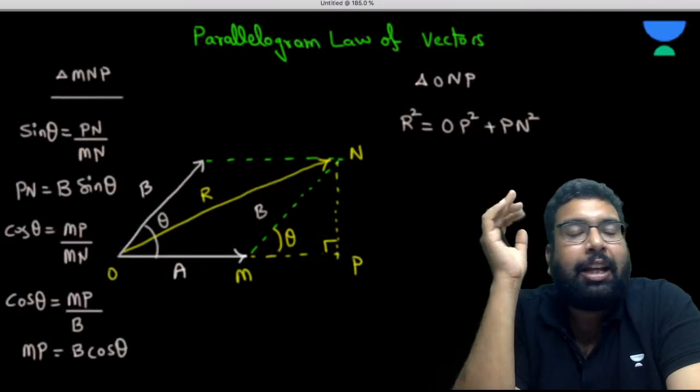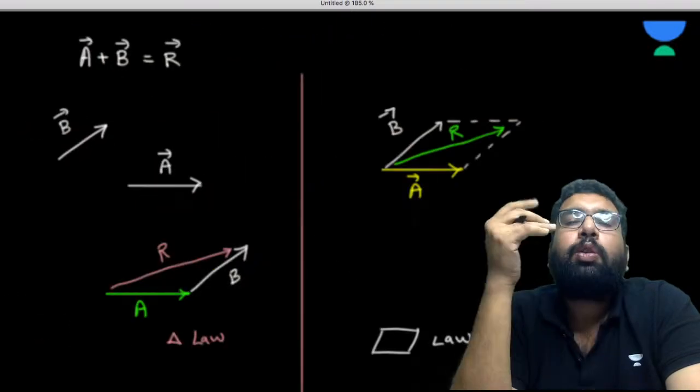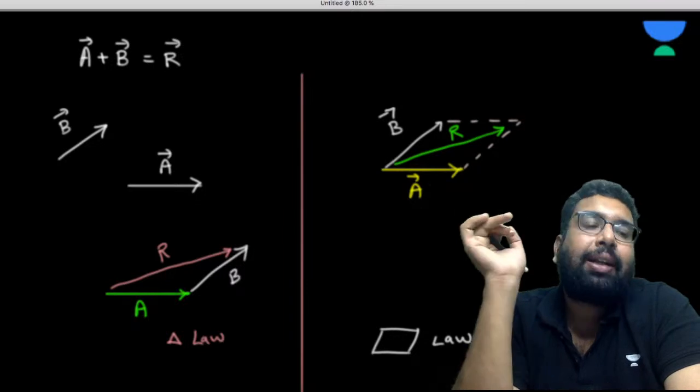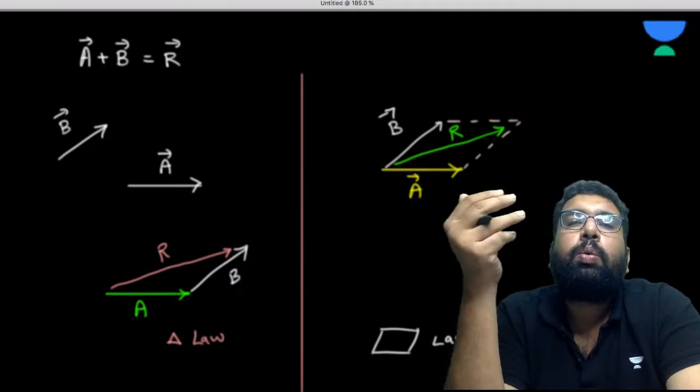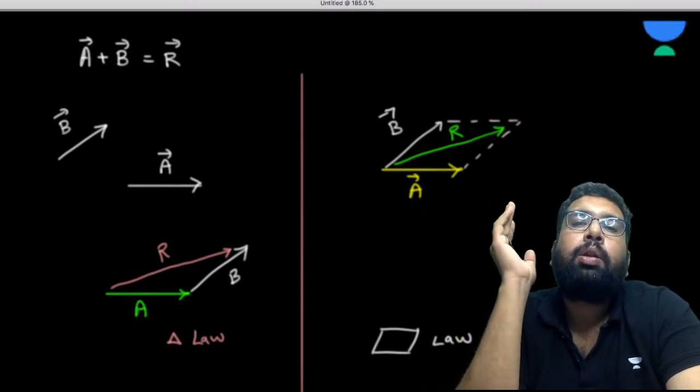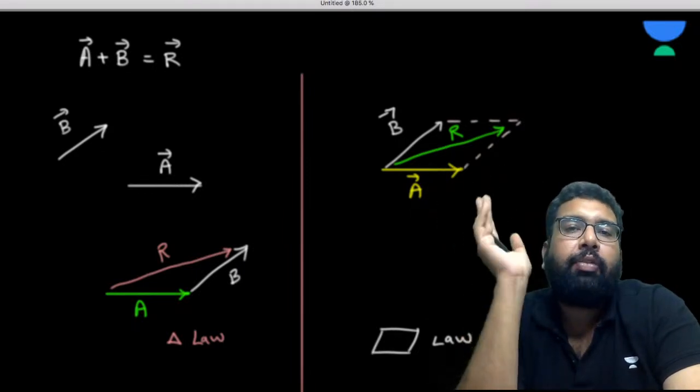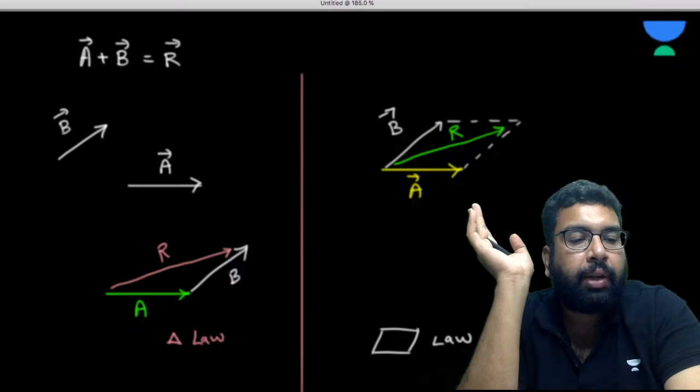Okay, sir. Wonderful. Now, sir, we have also understood that whenever two vectors are added, their result is also a vector. So, sir, we want to have the direction of R also. See, in the graphical method, we can clearly have the direction.